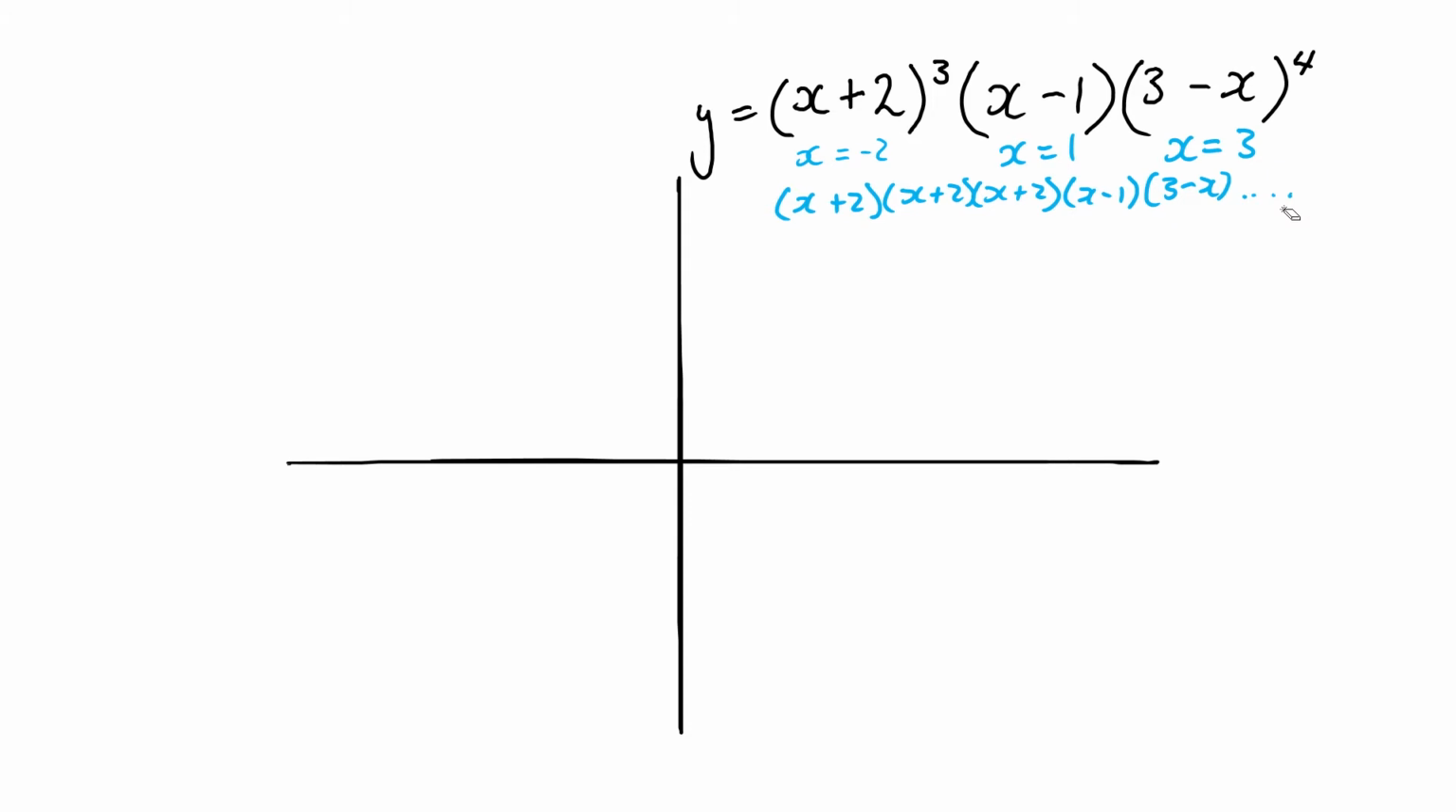So let's mark in where each of those factors are. We have x equals minus 2, we have x equals 1, and x equals 3. Now we know that there's a point of inflection at x equals negative 2, there's a regular intercept at x equals 1, and there's a turning point at x equals 3.